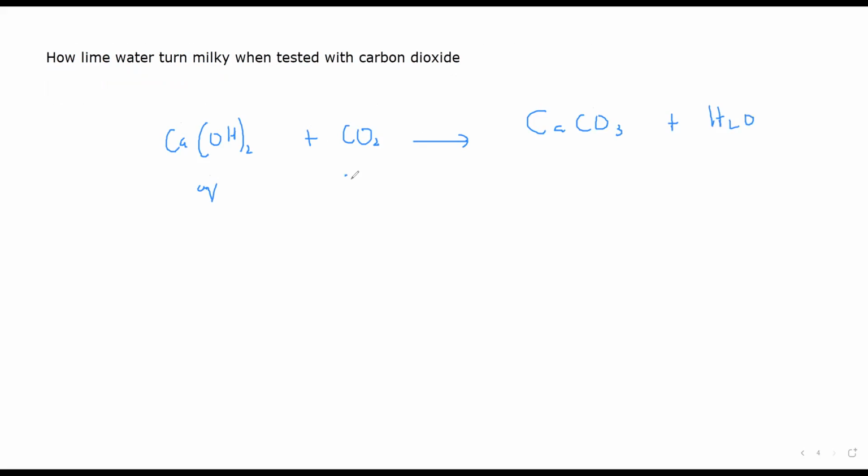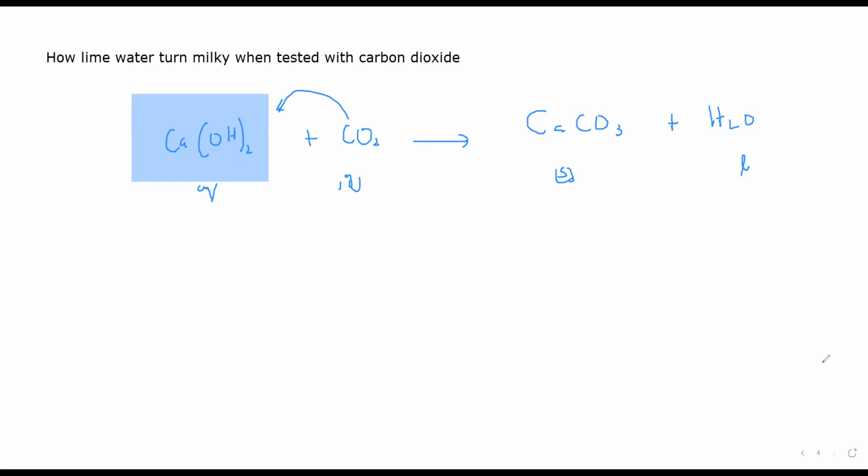What is this calcium carbonate? This calcium carbonate is solid. So due to the formation of this solid, what do we observe? We observe that the lime water will turn milky. So this lime water is calcium hydroxide. When we bubble or pass carbon dioxide, this results in the formation of solid calcium carbonate in the lime water. The particles of the calcium carbonate, because they are white in color, make the solution milky or chalky, you can also say.